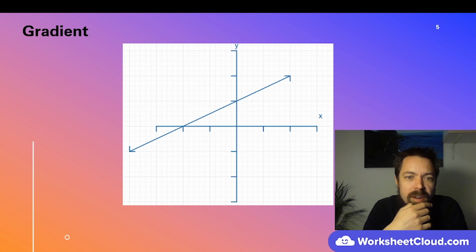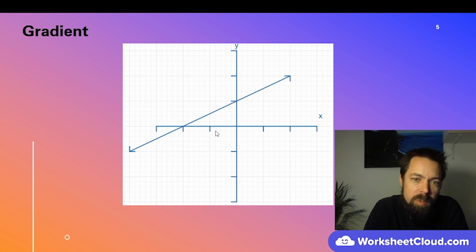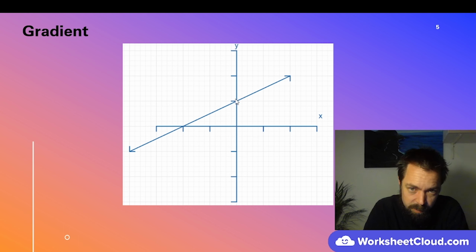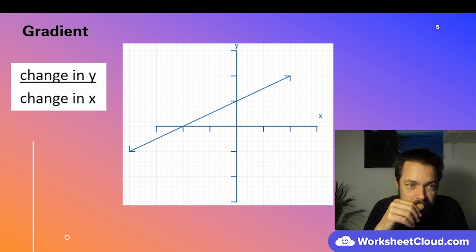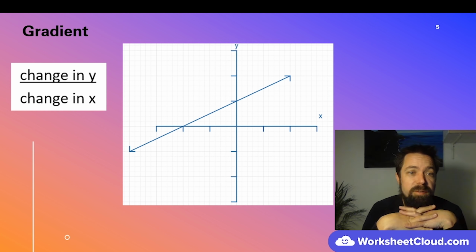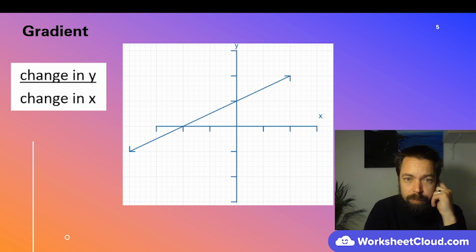Okay, so I've got a graph over here. I didn't put in the numbers, but let's see. 0, -1, -2. So this graph crosses the x-axis at -2, and it crosses the y-axis at +1. Now, what would the formula be for this graph? Well, gradient is also known as the change in y over the change in x, or the change in y divided by the change in x.